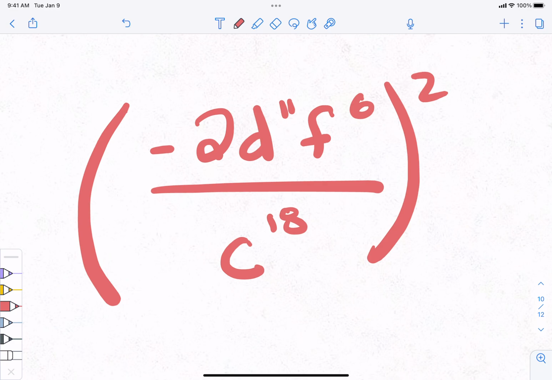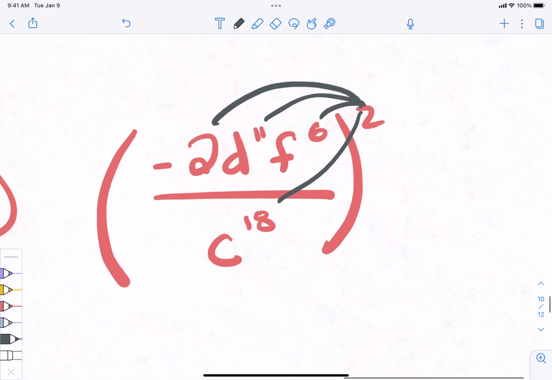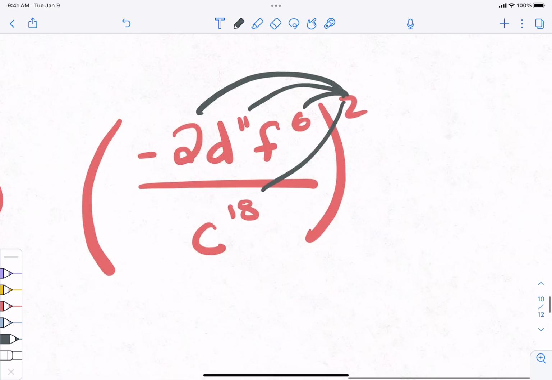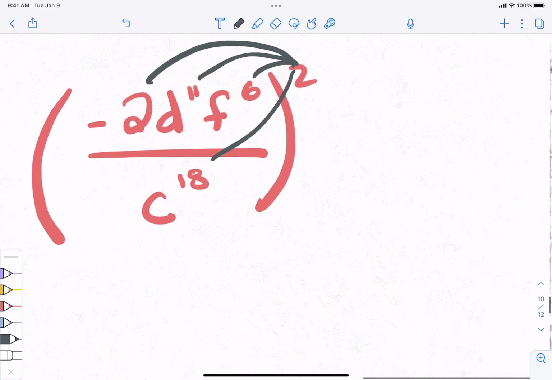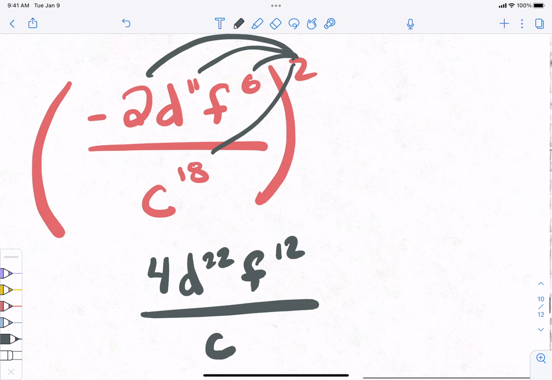Wait, would it be the same as -2 times 2, or is it like 2 squared and then we keep the negative? It is -2 times -2, which is positive 4. So we've got to square everything, including the -2 on the front. What's -2 squared? 4. Is it +4 or -4? It's +4. D to the 22nd, F to the 12th. How do we get D to the 22nd? Because 11 times 2.